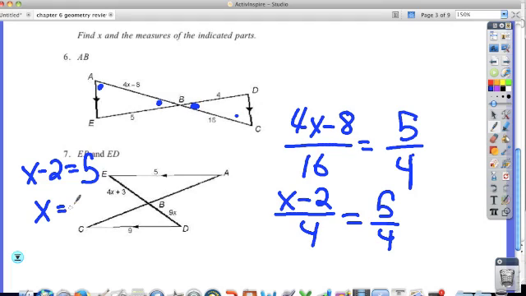But did they want me to find x? No, they wanted me to find AB. So 4 times 7 is 28. Okay, 28. It did ask you to find x. Oh, thank you. I am supposed to find x, so x is 7. But AB is 4x minus 8, so what's AB?